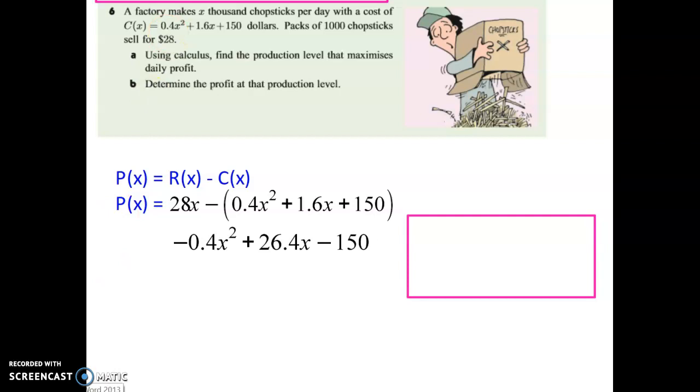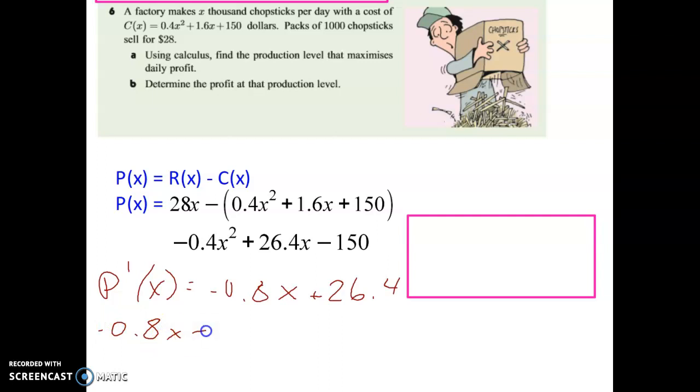Okay, so then from our directions that we had just a minute ago, we know the next thing that we want to do is find the derivative of this because we're going to be looking for maximum and minimum values. So I'm going to take the derivative of the profit function. All right, 2 times negative 0.4, negative 0.8x plus, and that's x to the first, so it's going to work out to be 26.4. Okay, then if I want to find the maximum or minimum value, I'm going to take that and I'm going to set it equal to 0.